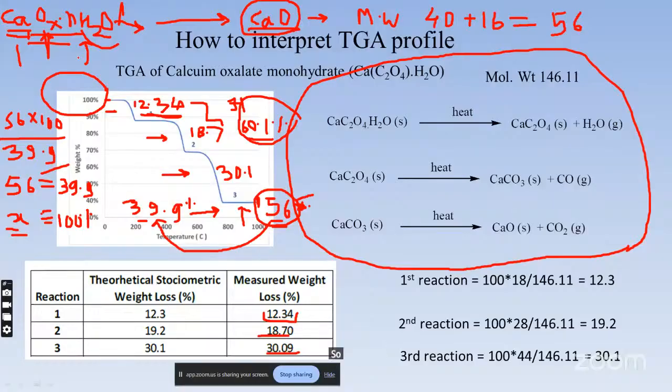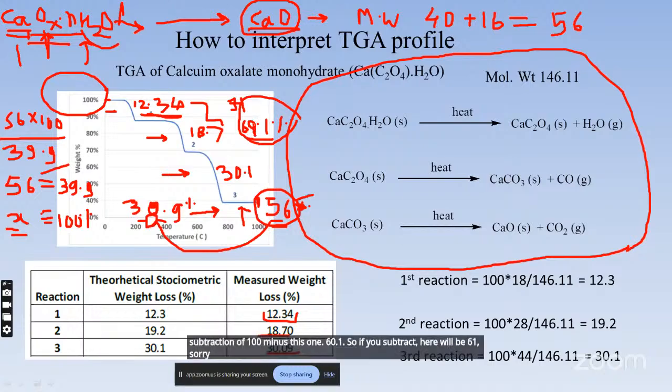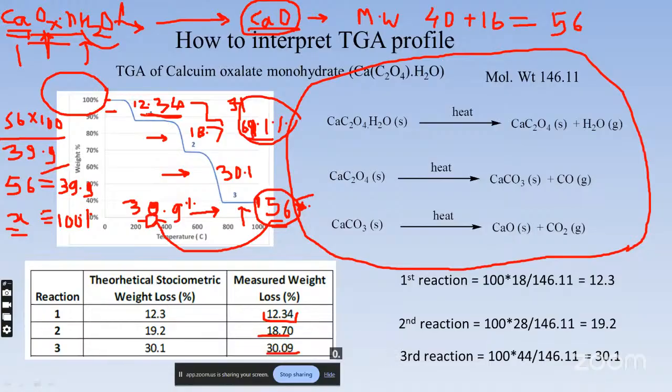So here something is wrong. It is not 39.9. So it will be 38.9. I made a mistake while subtracting 100 minus this one, 60.1. If you subtract, this will be 61.1% because 12, 18, here it is 30, 60, and 0.3 and 0.7 will have 1. So 61.